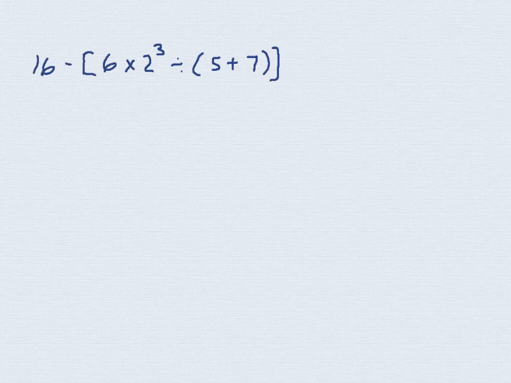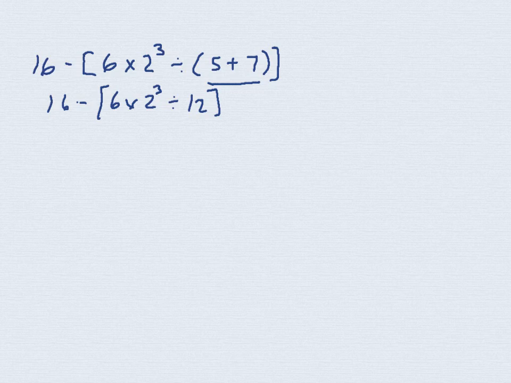This is an example that's meant to teach you how to handle a question where you have brackets within brackets. Notice the square brackets are larger, the round brackets are smaller. When you have brackets within brackets, start with the inside, work your way out. On the inside of the large square brackets, you have another set of brackets. They must be done first. So you're going to end up with 6 times 2 to the third divided by 12. And that must all be completed before you do the 16 subtraction on the outside.